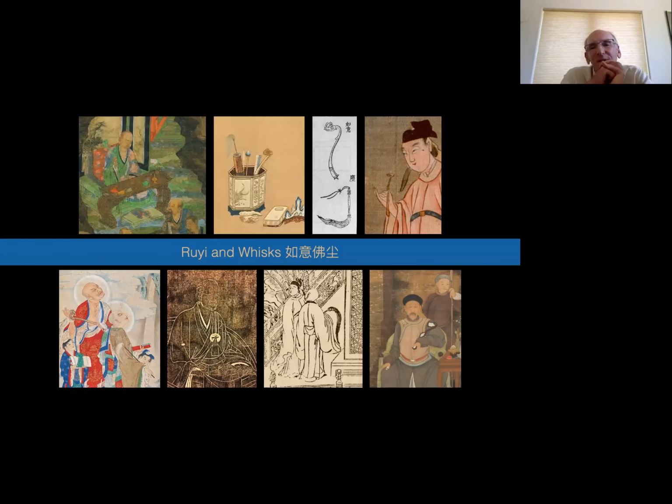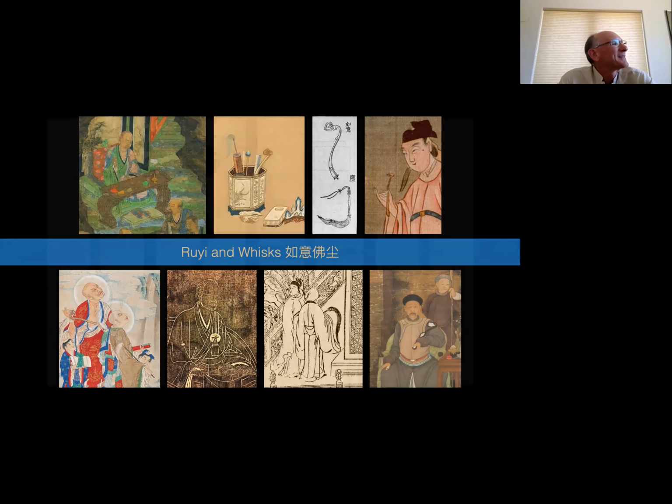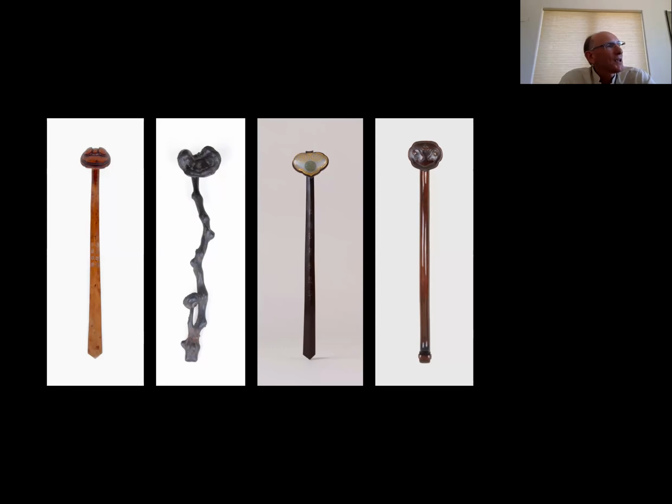Rui scepters and whisks are ritual objects from ancient times that symbolized moral authority. Both were considered to be standard accoutrements of a scholar's study. You often see them placed in a brush pot. And here's a series.